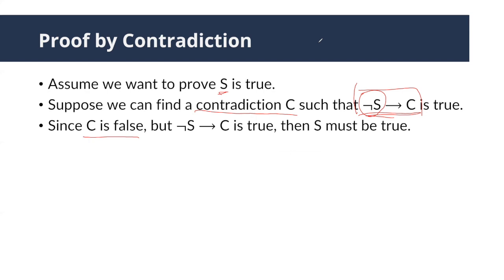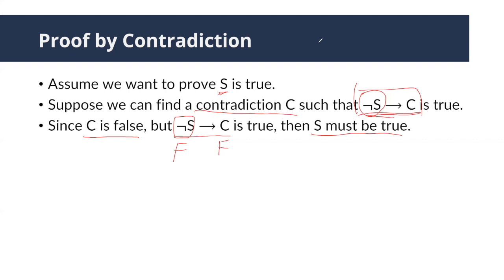However, you proved this implication is true, and by the truth table of implication, we know that the only way this implication is true when the conclusion is false is if the hypothesis is false as well. And since the hypothesis is not S, and not S must be false, therefore S must be true.